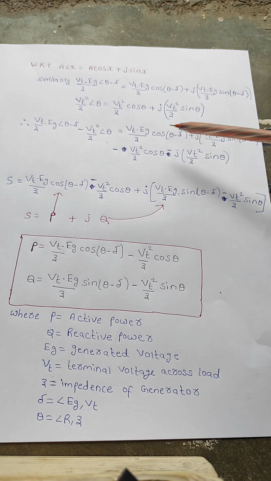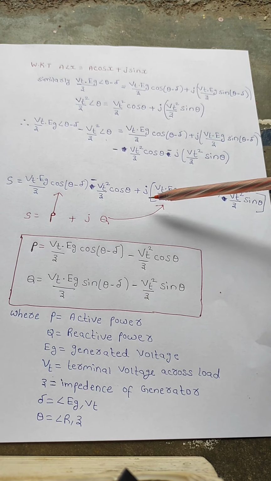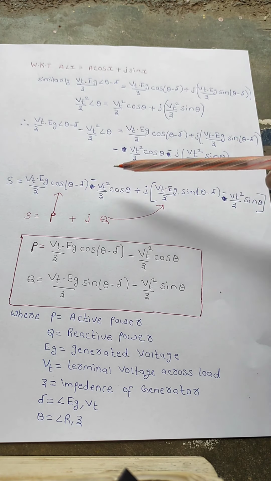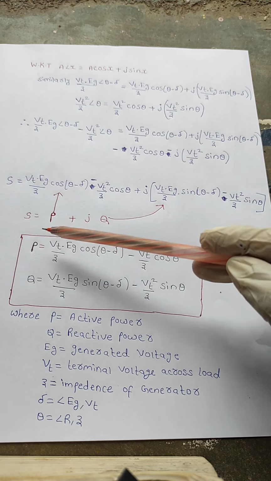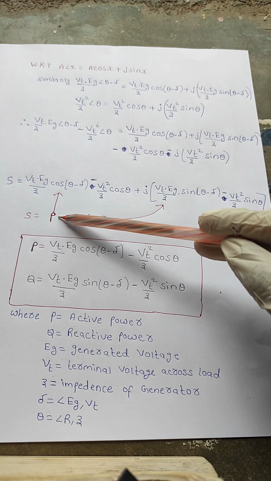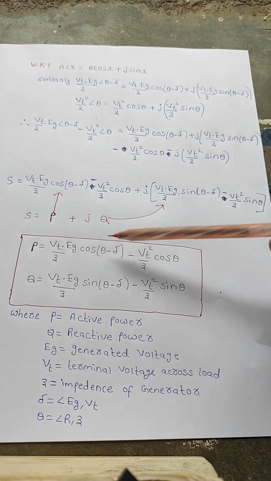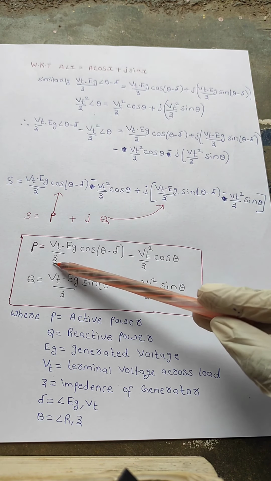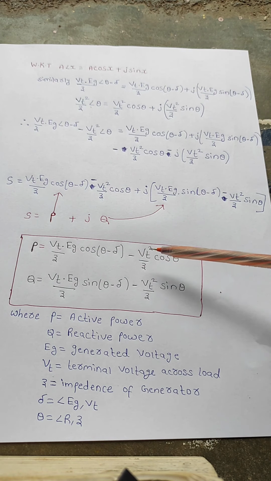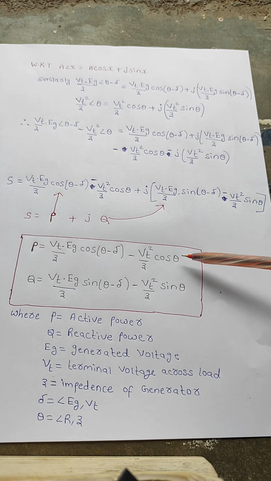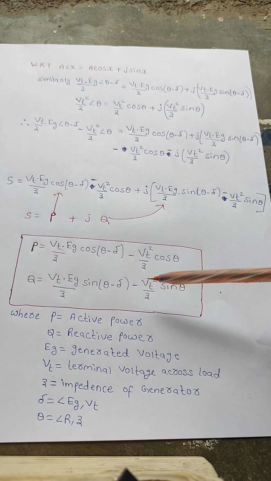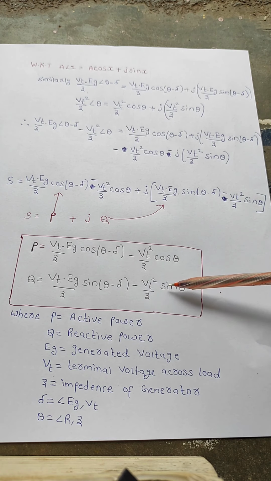I am rearranging it. I wrote the j terms separately and the terms without j separately, so I got an equation. Now if we compare S equal to P plus jQ with the above equation, P is nothing but active power developed, Q is nothing but reactive power developed. So P equal to Vt into Eg by z into cos of theta minus delta, minus Vt square by z into cos theta. That is active power. Q equal to Vt into Eg by z into sin of theta minus delta, minus Vt square by z into sin theta. That is reactive power.